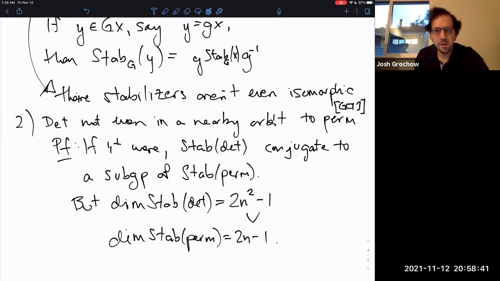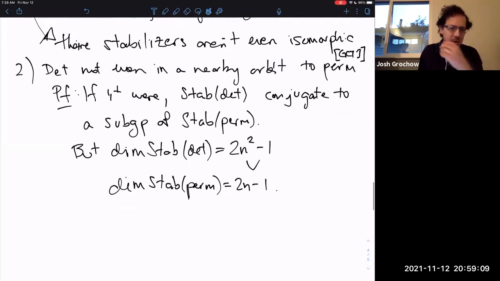Okay, this was maybe not super interesting because it was n by n determinant versus n by n permanent, whereas in the end we want to talk about an exponential gap between the determinant and permanent. But I find it very interesting that even in this base case where they're the same size, you can reason entirely about the stabilizers. All right, so this is a thing we're going to come back to.